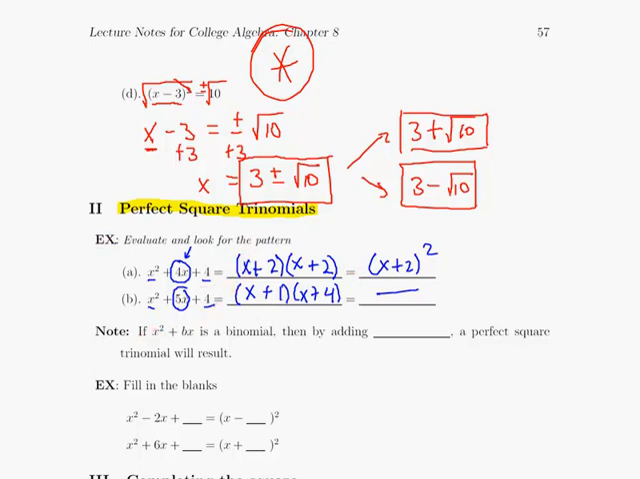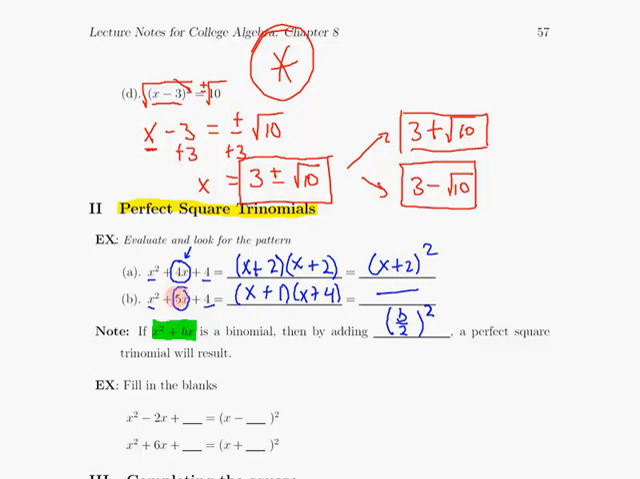If you have your binomial of this form, x squared plus bx, if we add to that half of the middle term, that is half of the b, and square it, a perfect square will result. That's exactly true in this example right here. If I took the 4 and divided it by 2, and then square that, 4 divided by 2 is 2. 2 squared is 4. I get the last term, hence it's a perfect square.